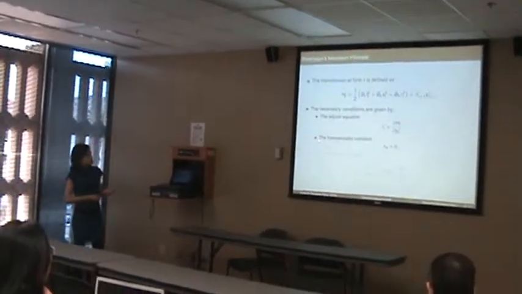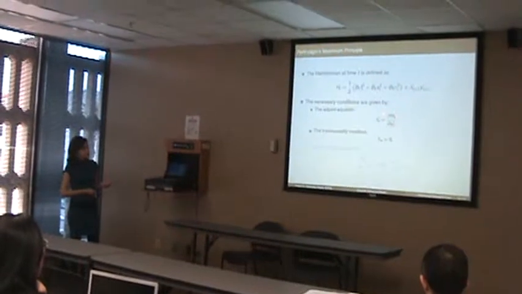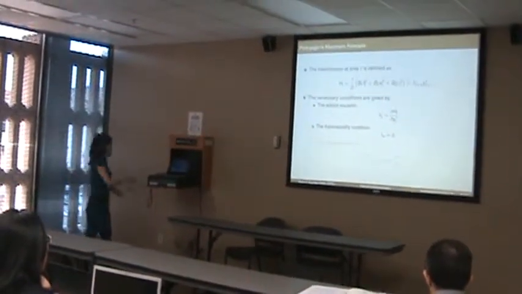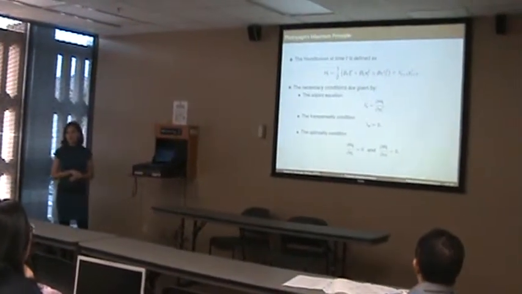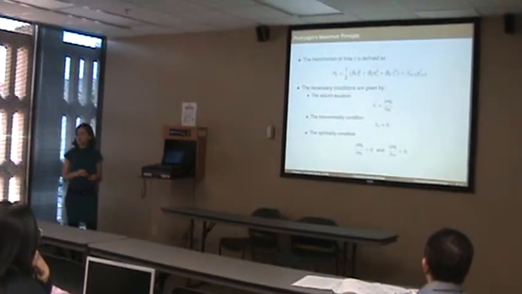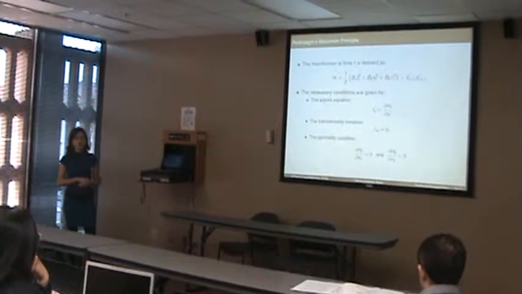The other condition is the transversality condition. The idea is that for this equation, the value of lambda in the final time is 0. And finally, we have the optimality condition. It's the same as when you were working in your calculus class. If you need to find a maximum or a minimum, the derivative has to be 0.